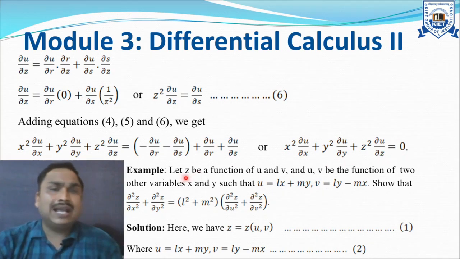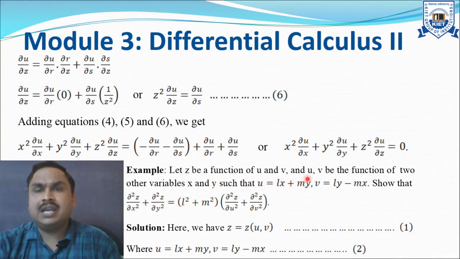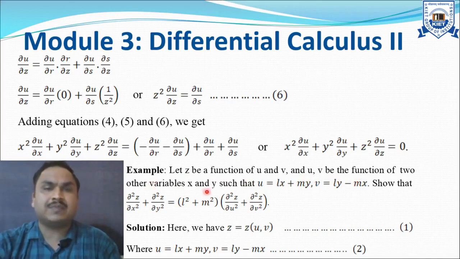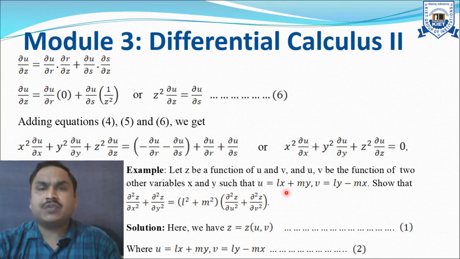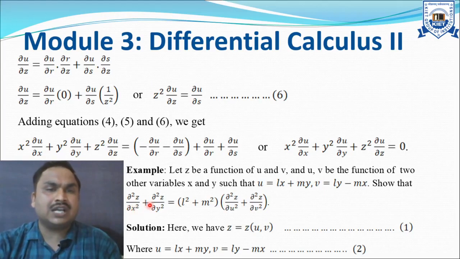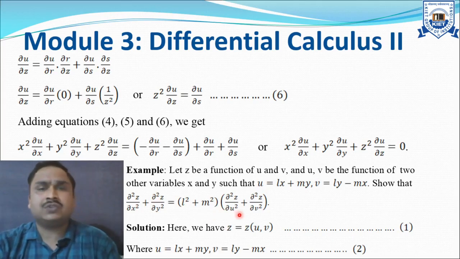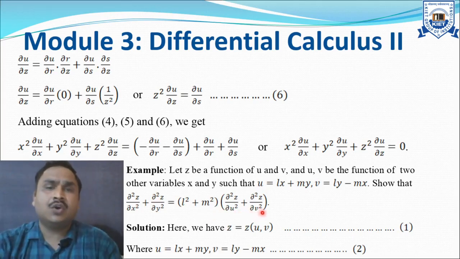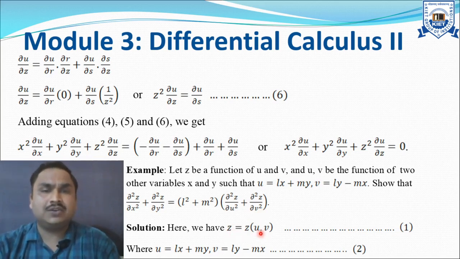Next example, let z be a function of u and v, and u and v be functions of two other variables x and y such that u equals lx plus my, v equals ly minus mx, so that del 2z over del x square plus del 2z over del y square equals l square plus m square into del 2z over del u square plus del 2z over del v square. Here we have z to be a function of u and v, where u is given by lx plus my, v equals ly minus mx.